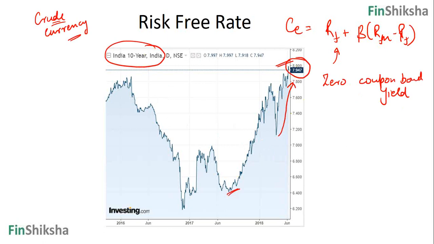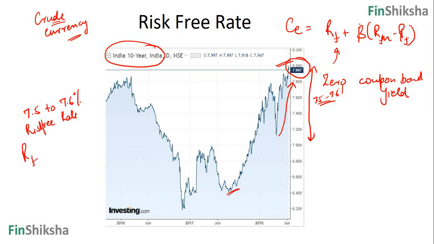You can't change this number on a day-to-day basis. So I'm going to take the midpoint of somewhere between this, which is going to be 7.5 to 7.6%. The yield could easily fall tomorrow, depending on what numbers come up. So I'm going to be restricting it to 7.5 to 7.6%. That's my risk-free rate, right? Risk-free rate. That's RF. Now I need to find beta and I need to find RM minus RF. So let's first find beta.